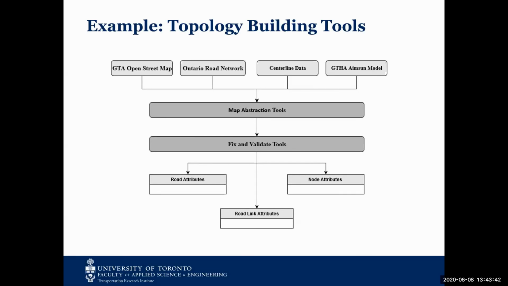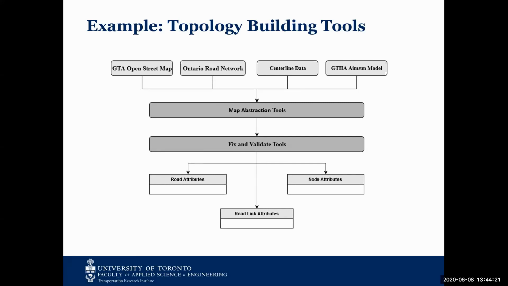If we just think about OpenStreetMap, we already have the OSM data for the GTA. Then we combine these data with the Ontario Road Network. This is a map network provided by the province. It's called LIO. And also we have centerline data, which is street information and geometry information taken from city level. So we used the data from Peel region and from the City of Toronto. And also we have our model for the GTHA, the AIMSUN model.